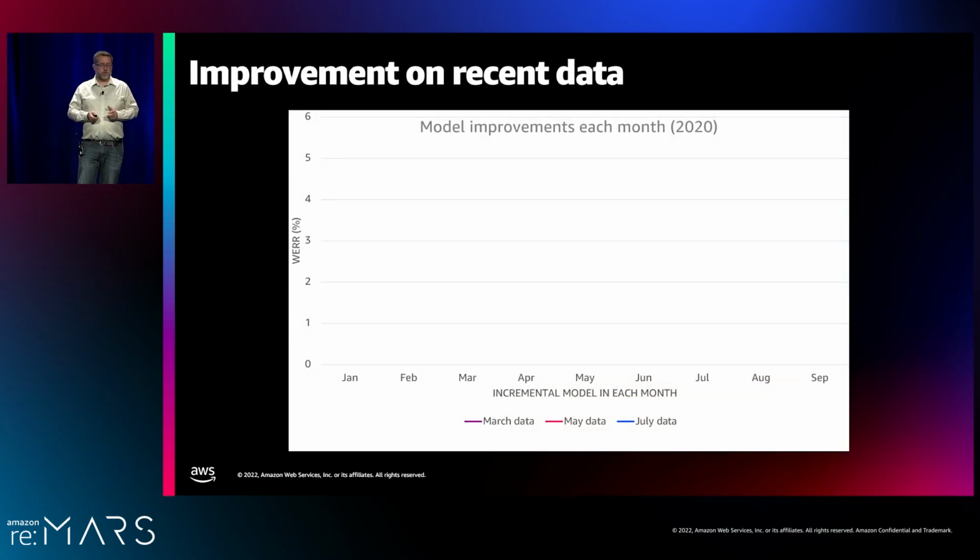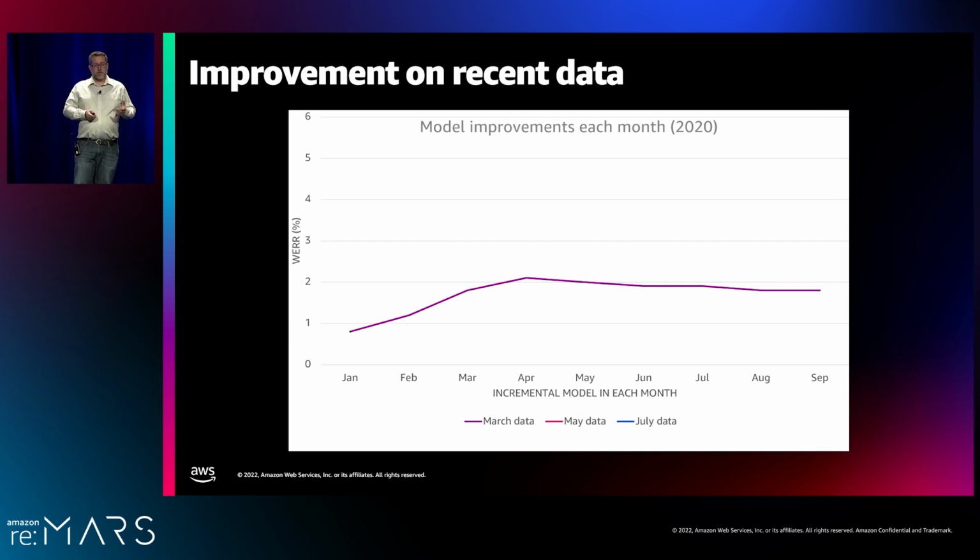So here's a graph that is going to show how the model improvements trend over time. Across the bottom, you'll see months, Jan, Feb, March. Those are the months that we incrementally trained the model. So we started with the model at the end of 2019, and we incrementally trained it in January, then February, and March, and so forth.